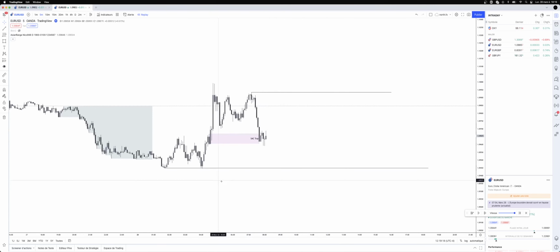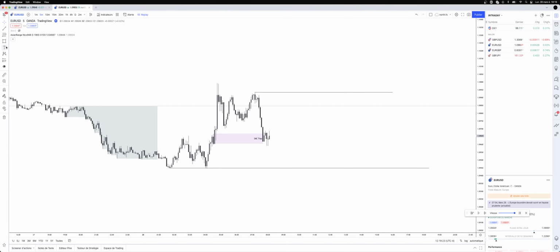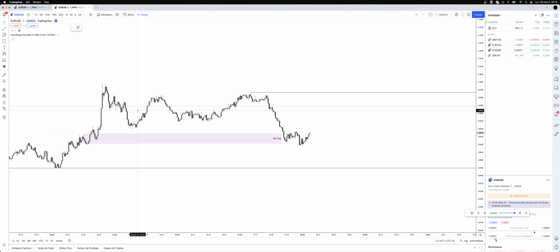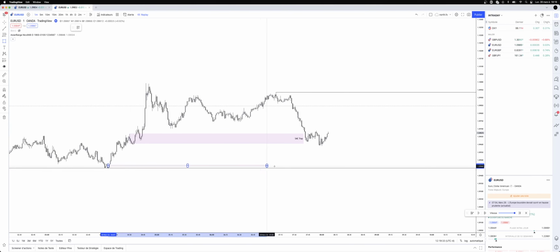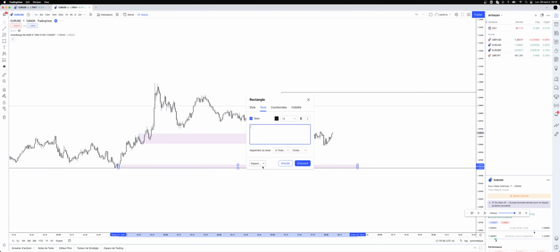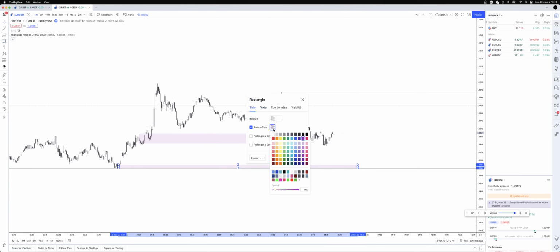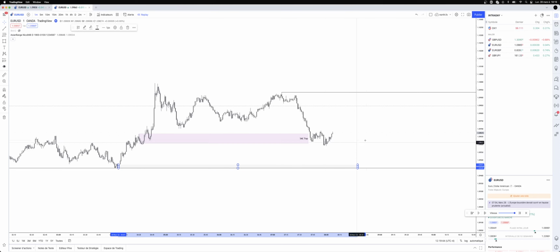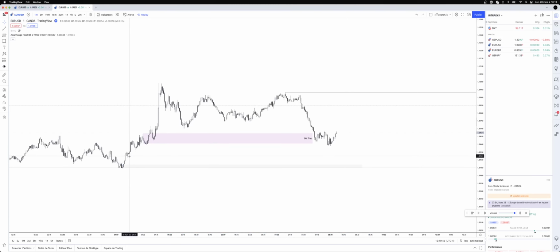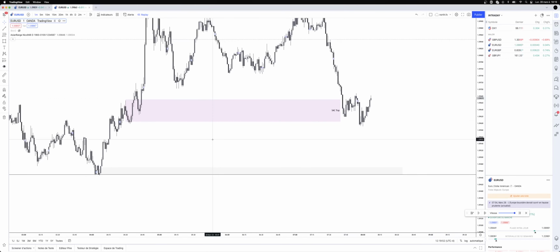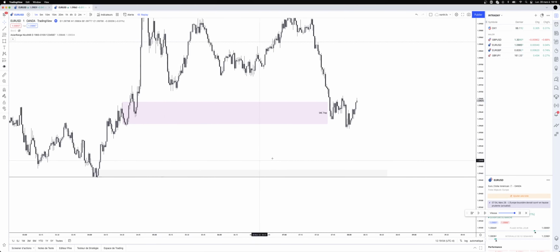So on the New York session, the price came back on this perfect POI. It's a perfect POI because this POI delivered a big impulse imbalance, and if you go on lower time frame, we can see a perfect POI at this level. So this POI is valid because we have a big impulse, and we have some imbalance here, some imbalance at this level, and some imbalance at this level.